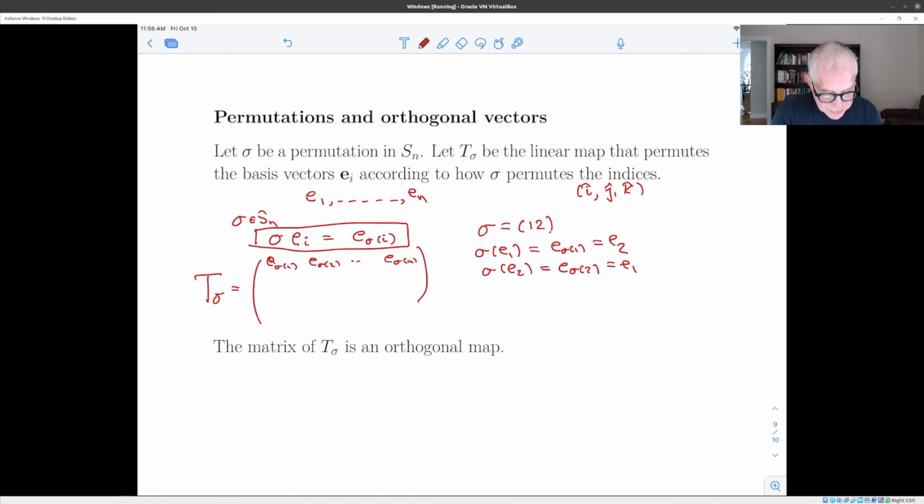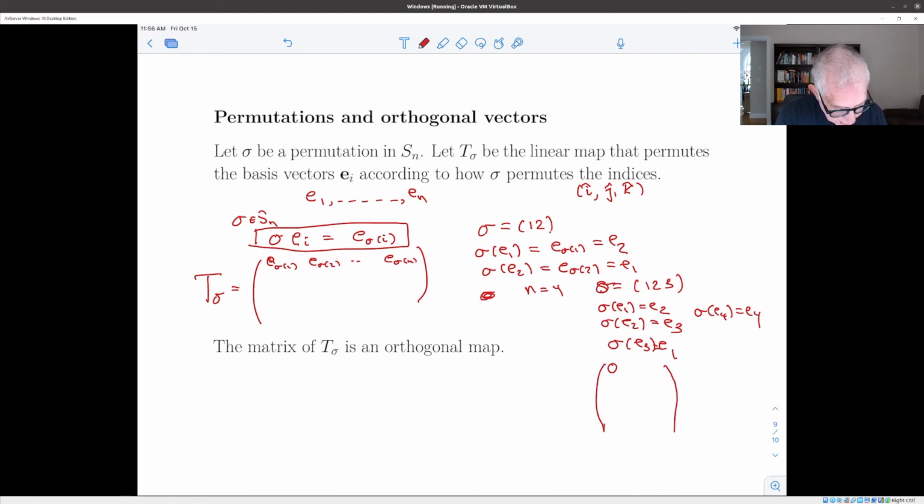So maybe just for fun, suppose I take n equals 4, and I take sigma to be the 3-cycle (1 2 3). So that means that sigma of E1 is E2, sigma of E2 is E3, sigma of E3 is E1, and sigma of E4 is E4. And the corresponding matrix has E2 as its first column, E3 as its second column, E1 as its third column, because sigma of E3 is E1, and E4 as its last column.